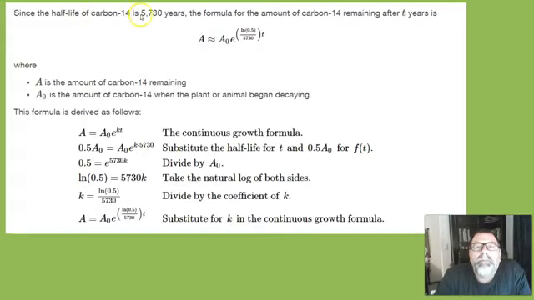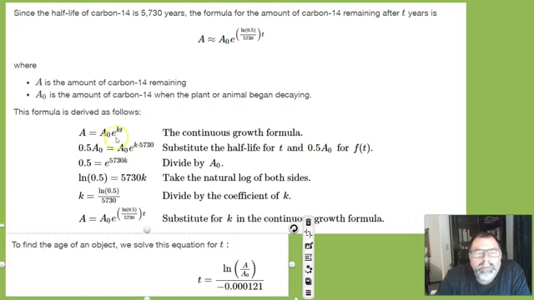Since the half-life of carbon-14 is 5,730 years, the formula for the amount of carbon-14 remaining after t years is A equals A sub 0 e to the ln 0.5 divided by 5,730, times t. So this is the formula that we just did, and they solve it. A is going to be the amount of carbon-14 remaining. A sub 0 is the amount of carbon-14 when the plant or animal began decaying. Okay, and then we just solve it just like we did before, and we'll just jump down to here.